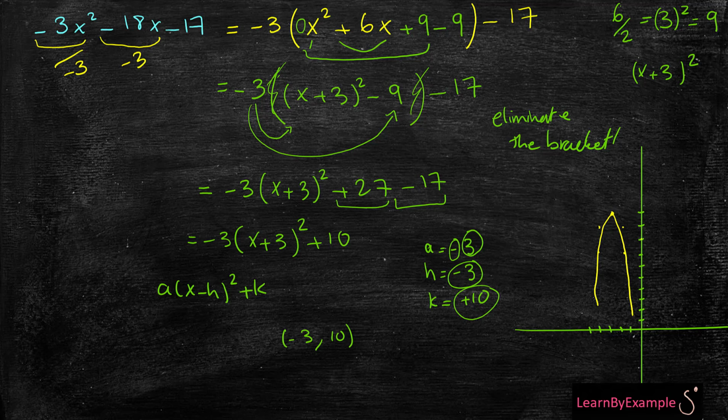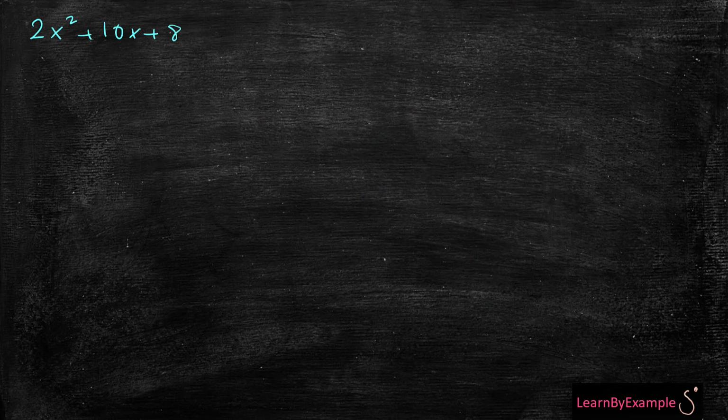So this is how my sketch is going to look. And actually writing it in vertex form has helped me graph this. In this example, I have a coefficient of 2. Can I get rid of this 2 over here? Yes, because all of my terms have a 2 in common. So I'm just going to divide each term by 2.